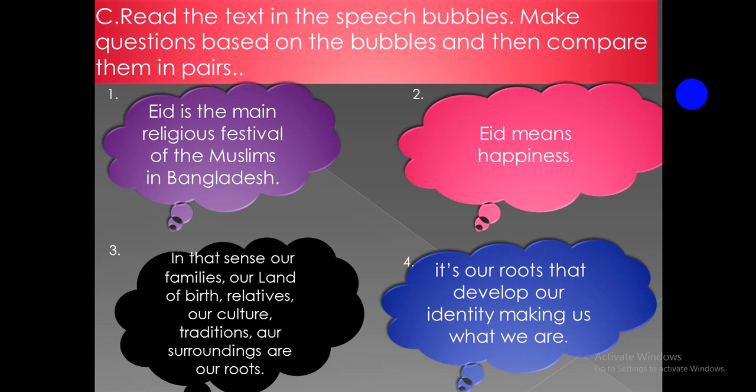Number 1. Eid is the main religious festival of the Muslims in Bangladesh. Number 2. Eid means happiness. Number 3. In that sense, our families, our land of birth, relatives, our culture, traditions, our surroundings are our roots. Speech vowel 4. It's our roots that develop our identity, making us what we are.